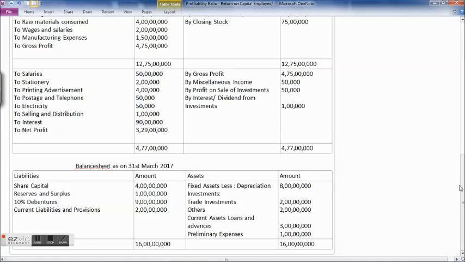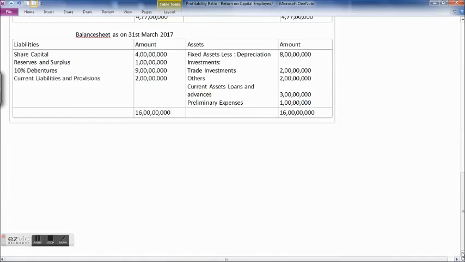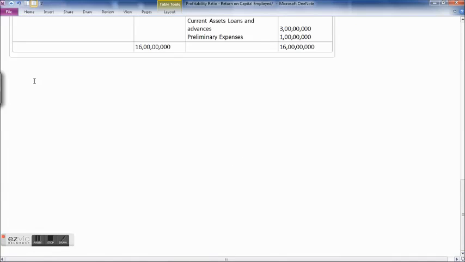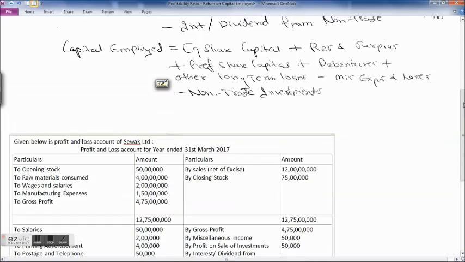Okay, current assets, loans and advances 3 crores, preliminary expenses 1 crore. Okay, now we have to find return on capital employed. So first we will calculate capital employed. Return on capital employed is return divided by capital employed into 100, right? So first we will calculate capital employed. Okay, so what is the formula for capital employed?